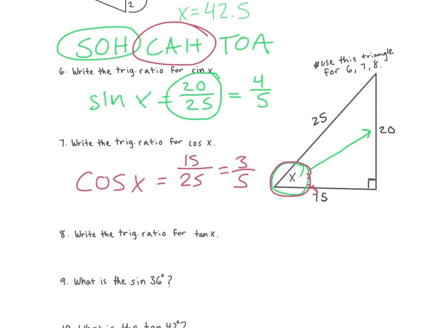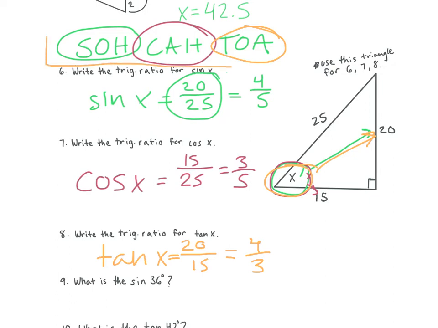Okay, next we have the tangent of x. So what is tangent? Opposite over adjacent. So what is opposite of angle X? 20. And what is adjacent? 15. How do we simplify 20 over 15? 4 over 3. Perfect. So these were just looking at the triangle. You need to remember SOHCAHTOA. Very important.